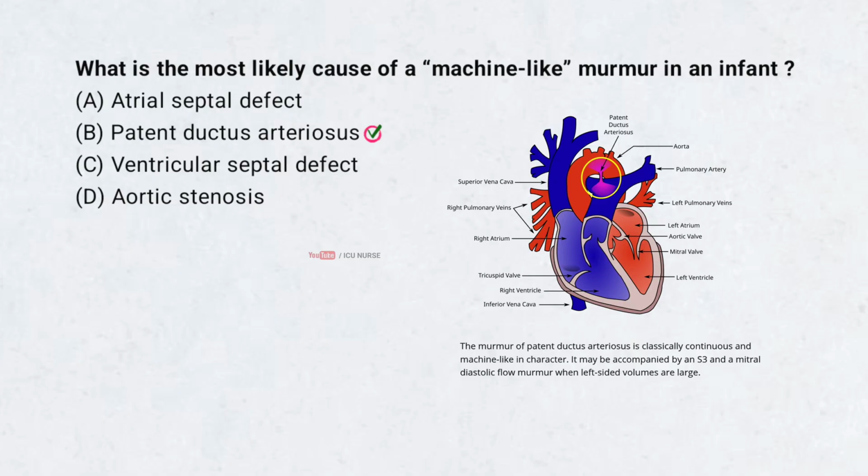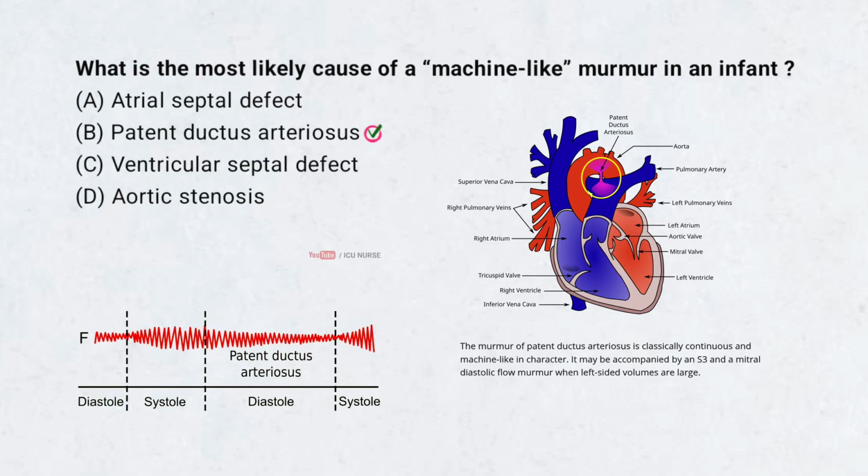Patent ductus arteriosus. PDA typically causes a continuous machine-like murmur. It sounds like this. It results from persistent connection between the aorta and pulmonary artery after birth. It is common in premature infants. Many cases close spontaneously, but some need medication or surgery.